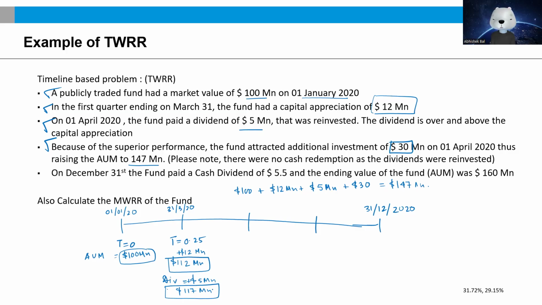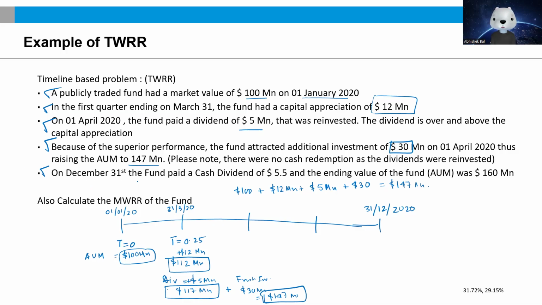All right. So we have capital appreciation of 12 million, dividend being declared at 5 million, plus another fresh investment of $30 million, taking the tally to $147 million. Okay. All of this happened on 31st of March, oblique 1st of April. All right. So from up till here, things are being sorted.